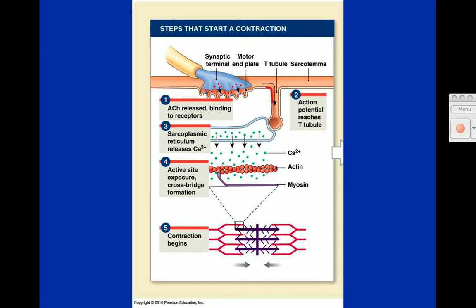And you can actually see that here on this diagram, starting with number 1, where the acetylcholine is released up at the synaptic terminal. All right, the action potential reaches that T-tubule. Sarcoplasmic reticulum releases the calcium. Calcium goes to the actin, moves that tropomyosin out of the way. We get cross-bridge formation, and you can see contraction begins, and the arrows indicate that the sarcomere is actually shortening.